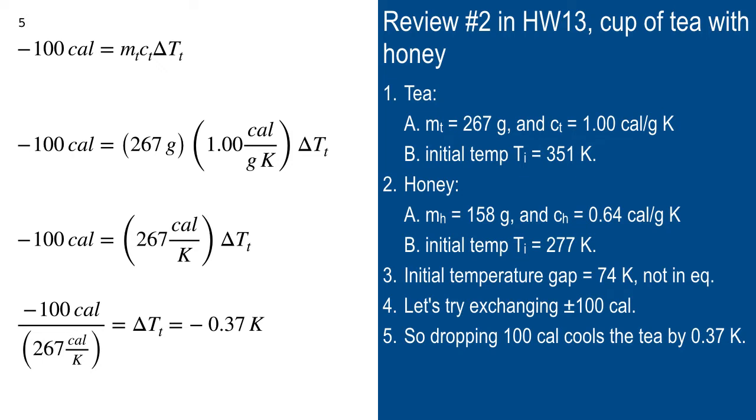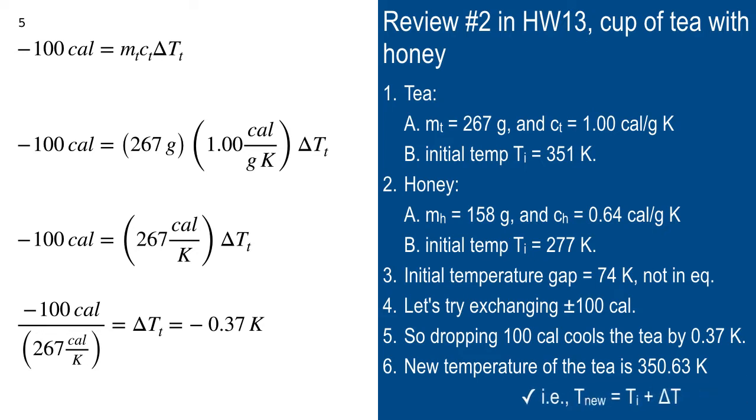sometimes it's kind of handy. Anyways, so the new temperature, now write this down, the new temperature of the tea started at 351, and now it's just down to 350.63, so it hasn't budged by much. What that tells you is we're probably going to have to exchange a bunch of 100-calorie bundles of energy. It also tells you plus or minus 100-calorie bundles are too small for this problem. But we'll make it work, and I'm going to show you how.